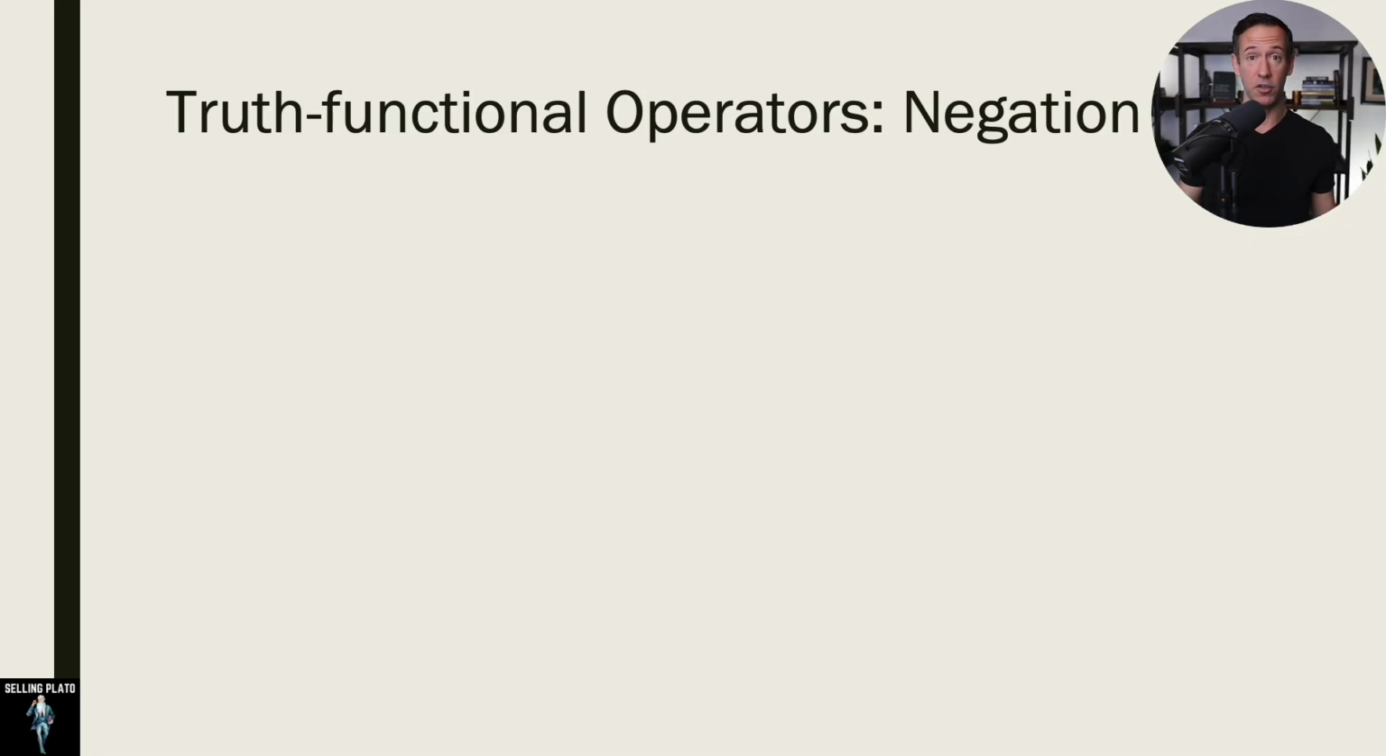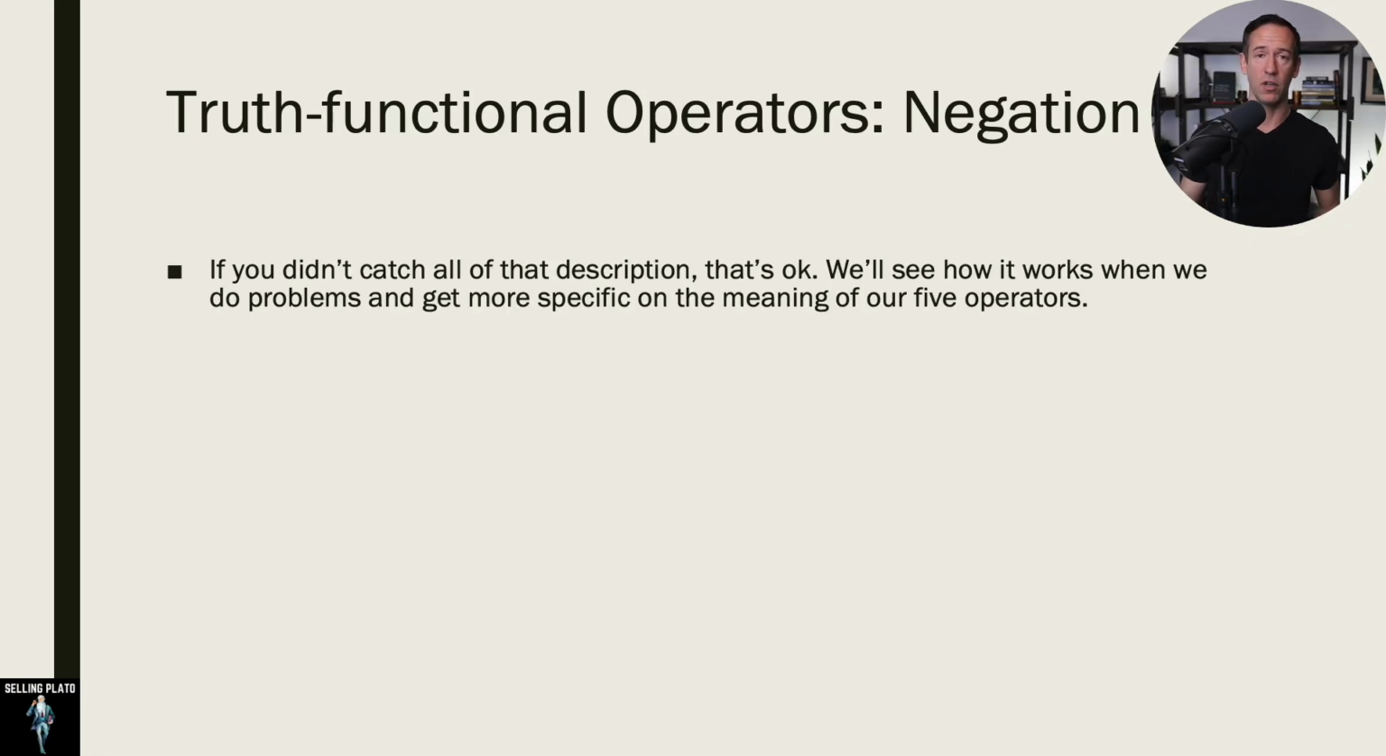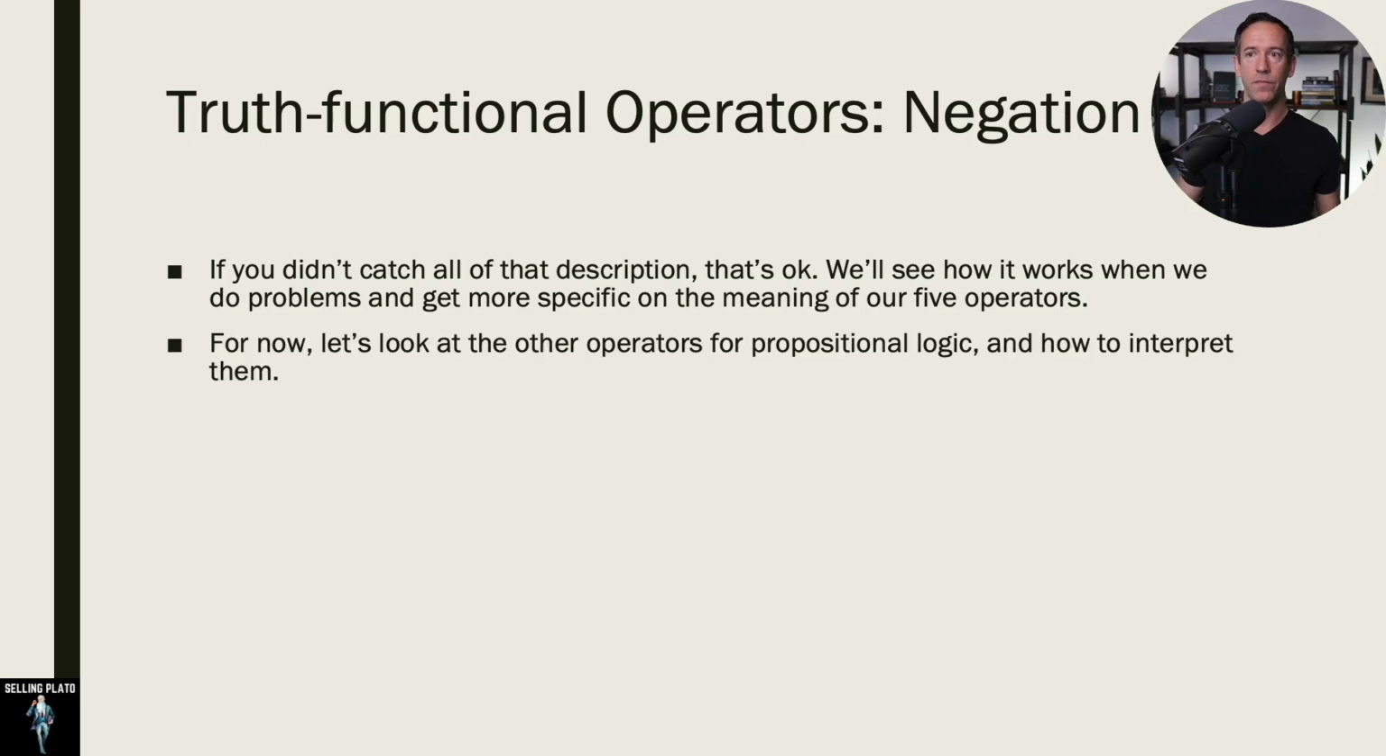All right, truth functional operators. Let's talk about negation. We mentioned some principles before. Let's look at it a little bit more closely. If you didn't catch every bit of that description, that's okay. We're zooming out and looking at the very broad principles at this level to set a foundation for looking at more specifics later. We're going to see how it works when we actually do some problems. We'll talk about the problems later, and we're going to get more specific on the meaning of our 5 operators.